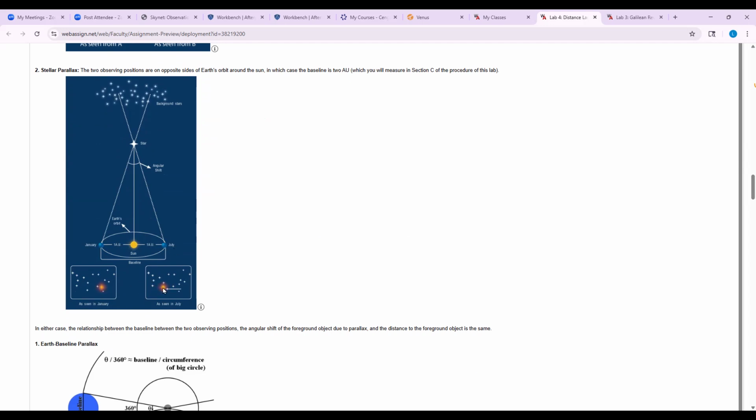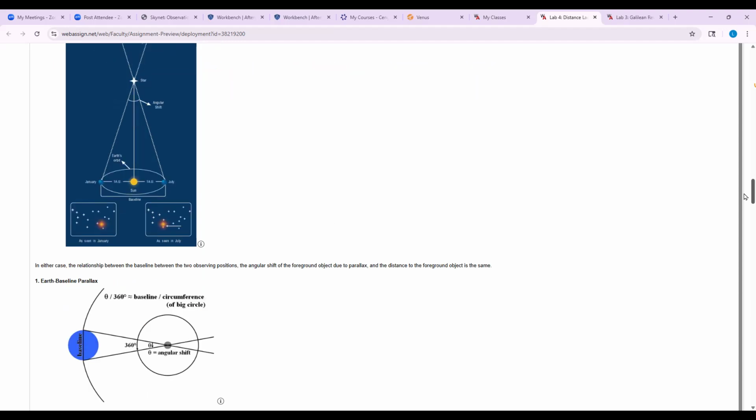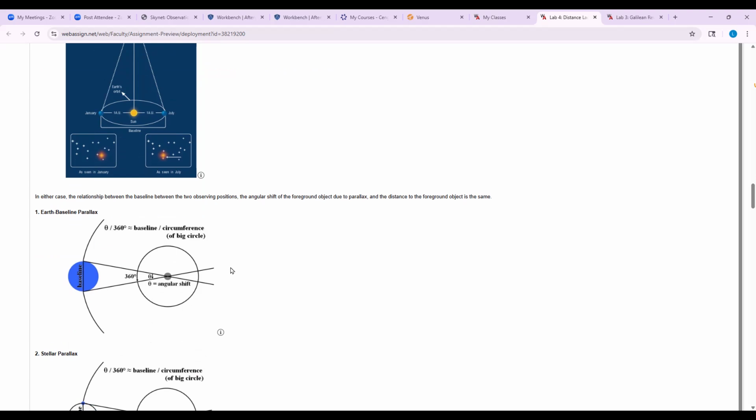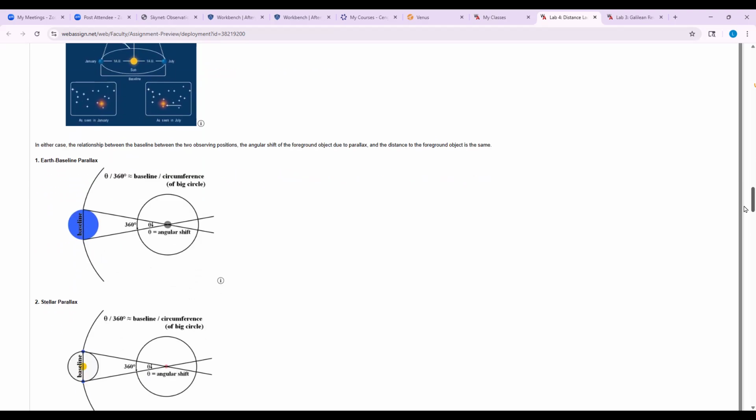Therefore, if we see the object move from this location to this location, we can measure this angle, the angular shift, that is based on the parallax consideration. And this is the kind of item that is shown here. We have the baseline. If we consider Earth-based parallax, this is the baseline and this is the angle of the shift in the location of the object we are observing. And we can easily calculate based on this simple proportion.